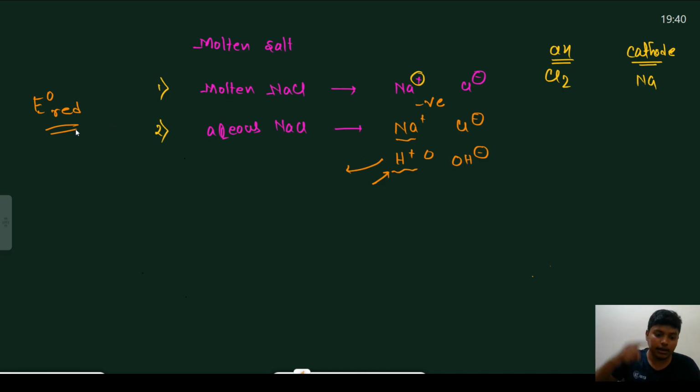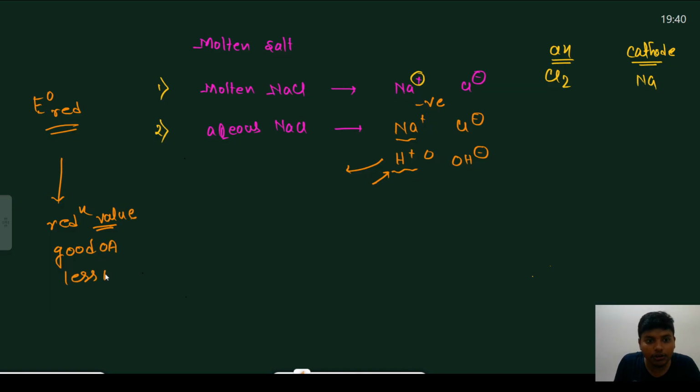I told you your electrochemical series. More reduction value means a good oxidizing agent, meaning it can easily get reduced, right? Going up to down, the reduction value increases. A good oxidizing agent means a less electropositive element, and it is easily reducible. Clear? Yes, sir.